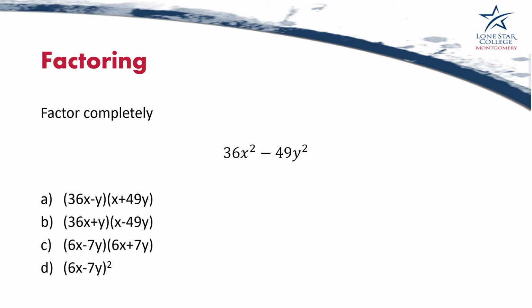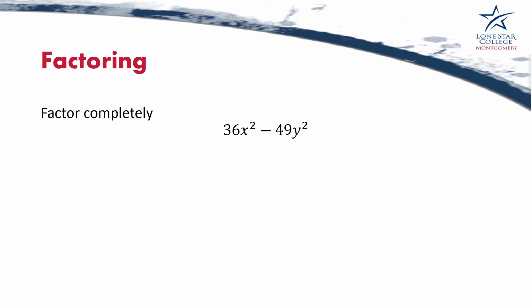36x squared minus 49y squared. Because it's already in squared form, we can apply the difference of squares. And also we don't want to try the AC method or guessing and checking because the numbers are so big. So reminding ourselves, a squared minus b squared can always be factored into a plus b, a minus b. Let's keep that in mind when we're doing this.